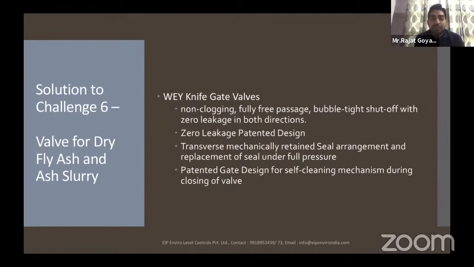Yeah. So we are tied up with a Swiss company, Tech, who manufacture these special patented knife gate valves, and we are proud to be associated with them and the performance which we get with these valves, especially in ash handling plants. So it's tremendous.